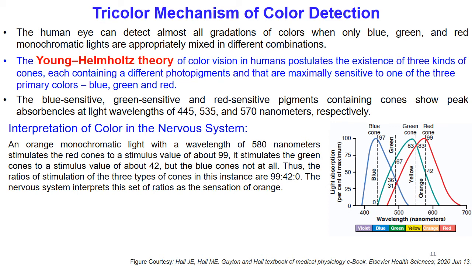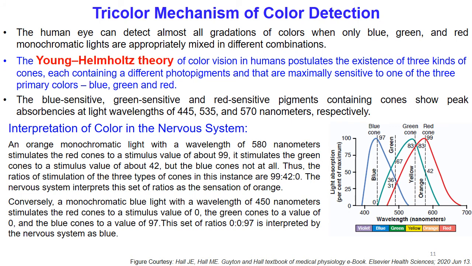Conversely, a monochromatic blue light with a wavelength of 450 nanometers stimulates the red cones to a stimulus value of 0, the green cones to a value of 0, and the blue cones to a value of 97. This set of ratios, that is 0:0:97, is interpreted by the nervous system as blue. While white is the combination of all the wavelengths of the spectrum.